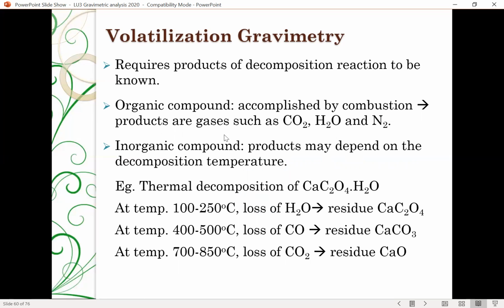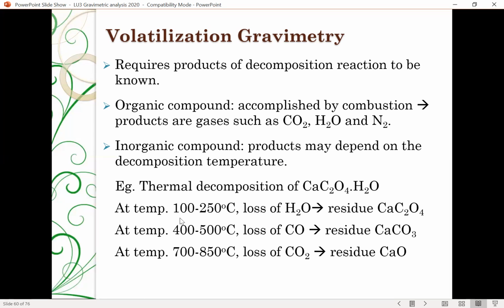All right, now we go back to the slide here. Organic compounds are decomposed through combustion. The products are gases such as carbon dioxide, water, and nitrogen. But if you have an inorganic compound and put it under thermal decomposition, the product may depend on the decomposition temperature. For example, taking one compound here, CaC2O4·H2O, at different temperatures, we lose different species.